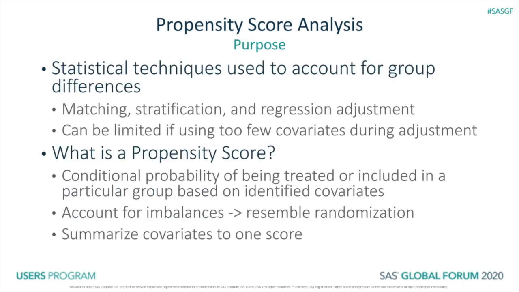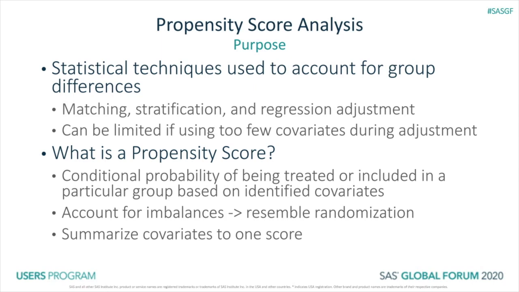So when we do have this issue, we can use a variety of different statistical techniques to help with the fact that we're not able to control for randomization. Some of these techniques that can account for these differences are matching, stratification, and regression adjustment techniques. This can be limited, though, in use of these techniques if you have too few covariates in the adjustment. Propensity scores is one way that you could utilize these techniques.